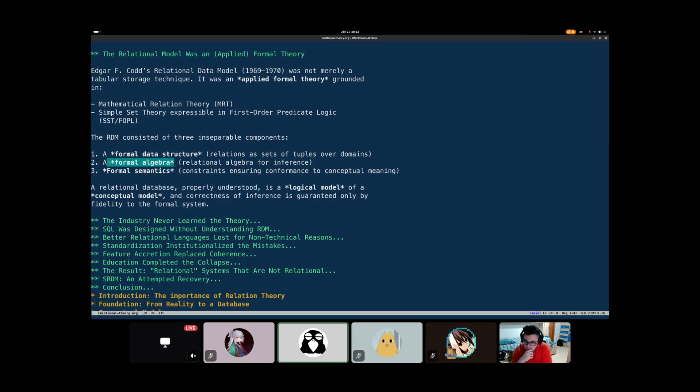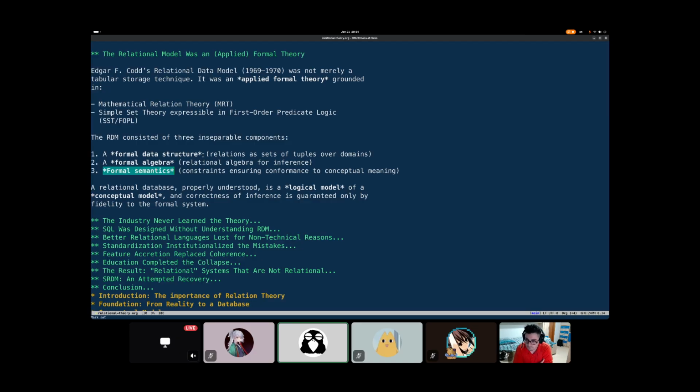We need formal algebra, so basically to gather inference out of it, so to query. We need something that can actually make calculations on top of the data and manipulate it algebraically. And then we need a formal semantics, because if you just have random tuples and an algebra, you can't really make sure that it conforms with the conceptual model that you are modeling your data on top of. So constraints are immensely necessary. I would say even mandatory for your data to actually make sense and be coherent with the outer world.